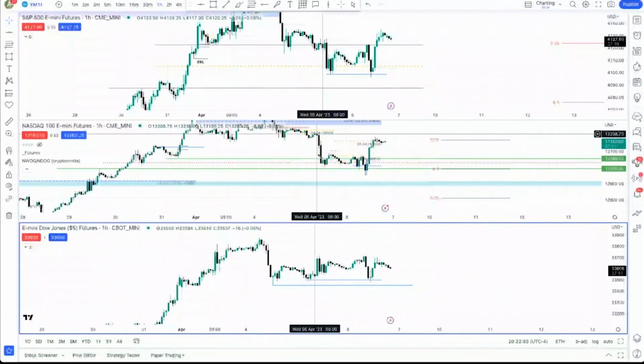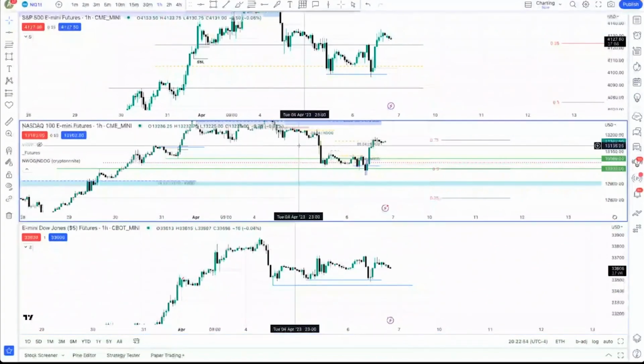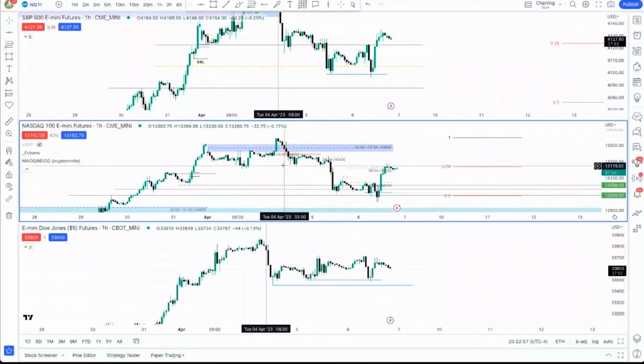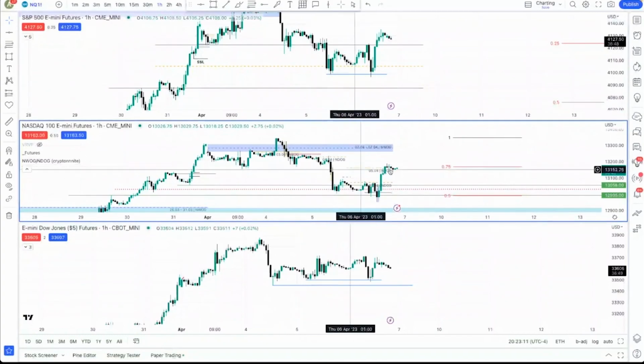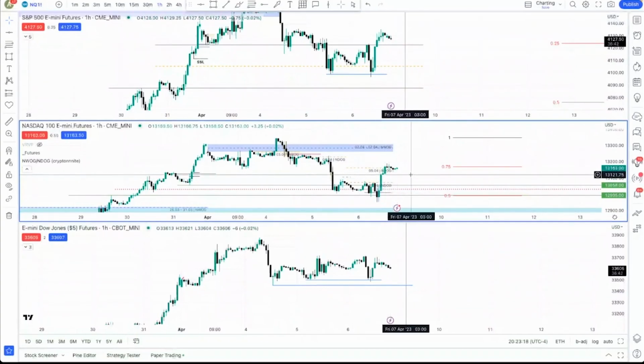And what do we have? Okay, we have a mitigation block, order block. So we look for price to return to this area. And where does it return to? It hits that order block and moves away. So with 2 contracts of NQ, that was roughly a $6,000 move.